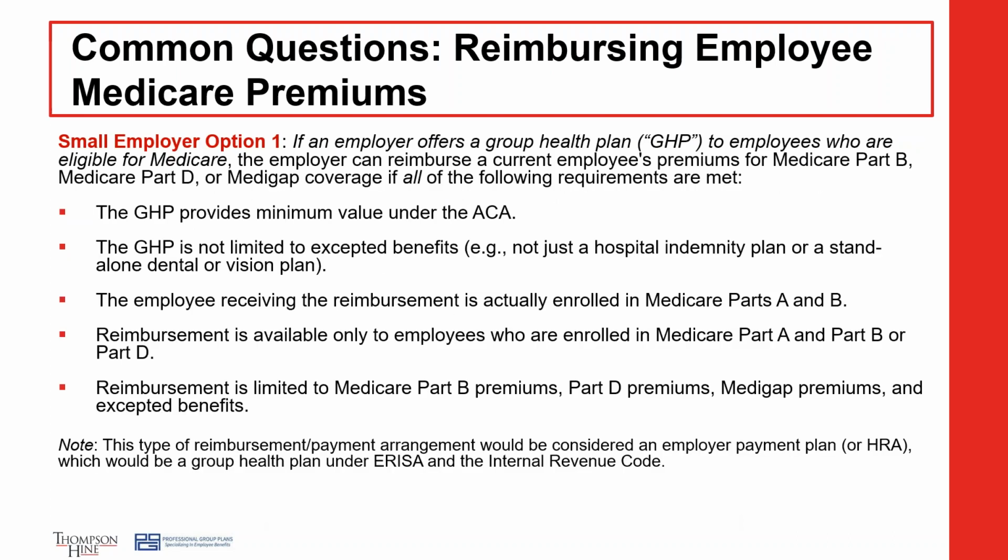So let's take a look at employers who are not subject to the Medicare Secondary Payer rules, these small employers. Here's one way that an employer could reimburse Medicare premiums. The employer needs to offer a group health plan to employees who are eligible for Medicare. The employer needs to make sure that that group health plan provides minimum value under the ACA. The group health plan can't be limited to excepted benefits, so it's got to be a major medical plan, not just hospital indemnity or a standalone dental or vision plan.